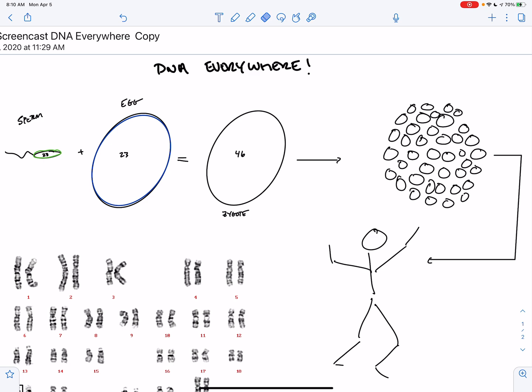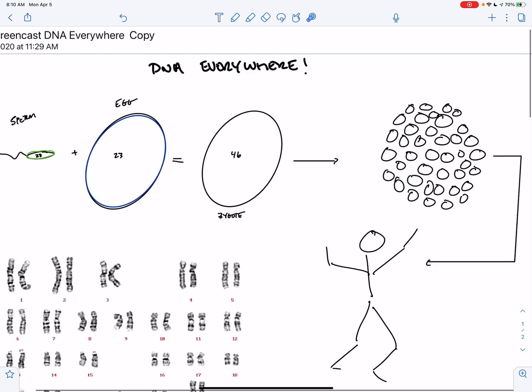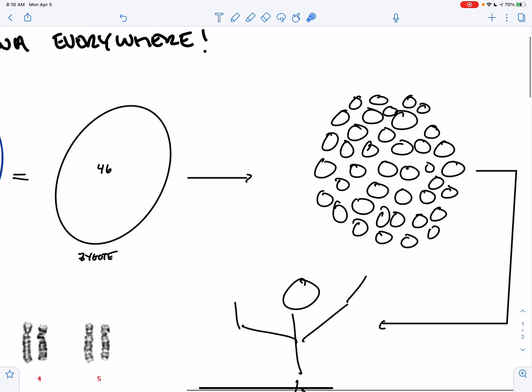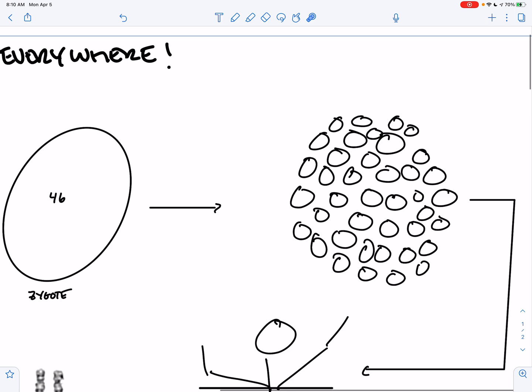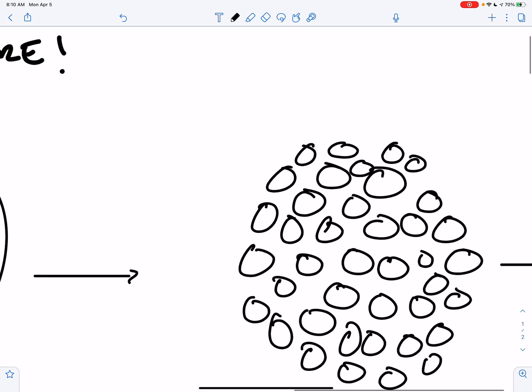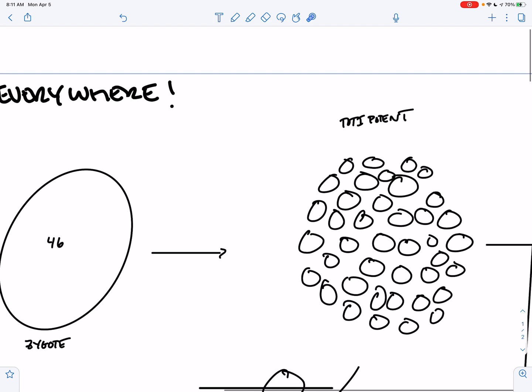Well, first actually it just divides a lot before growing. But eventually it's going to grow. It divides into many cells. This is called the blastocyst stage, when it's a hollow ball of cells. And every cell in here is totipotent. And what totipotent means is that every cell in this mass of cells could become any type of cell.